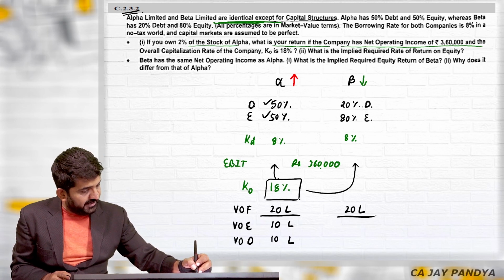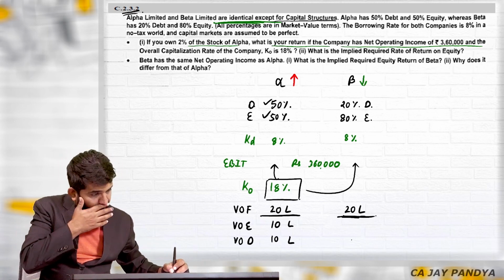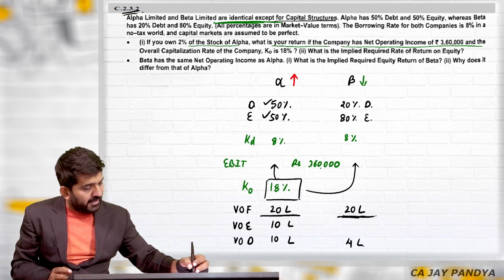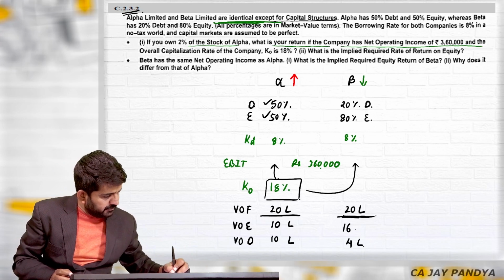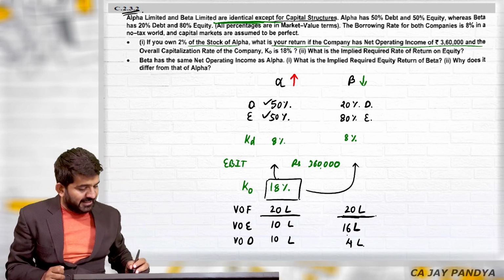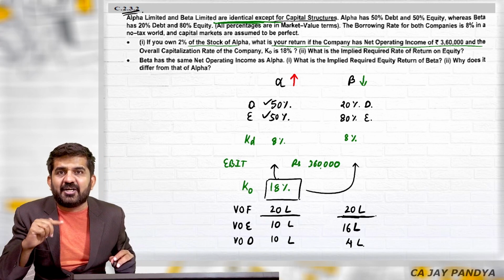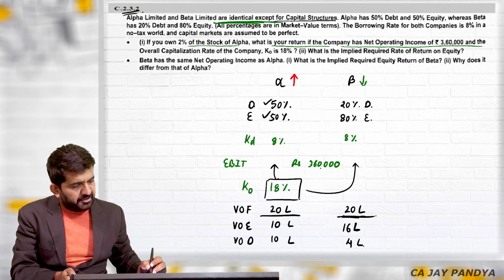Value of debt 20% will be 4 lakhs. Value of equity 80% is 16 lakhs. So I am getting that answer. Value of debt, market value and face value are always the same. Cost of debt I know, so I can find out interest.